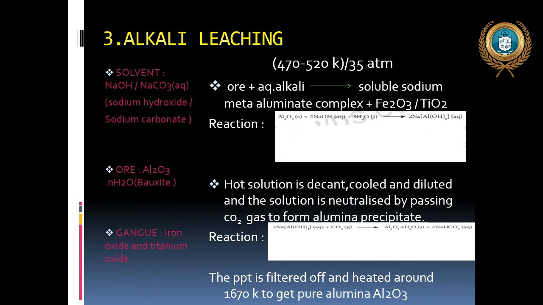So the precipitate is filtered off and we have to heat around 1670 Kelvin to get the pure alumina. This is the alkali leaching.